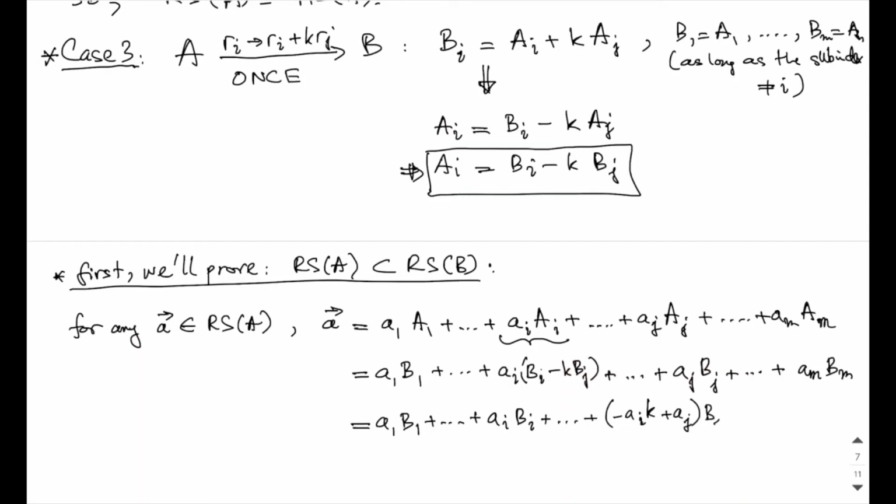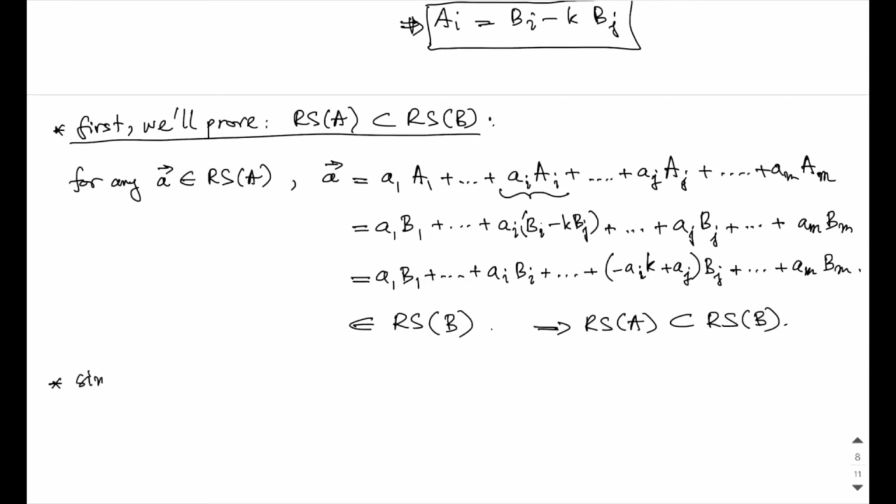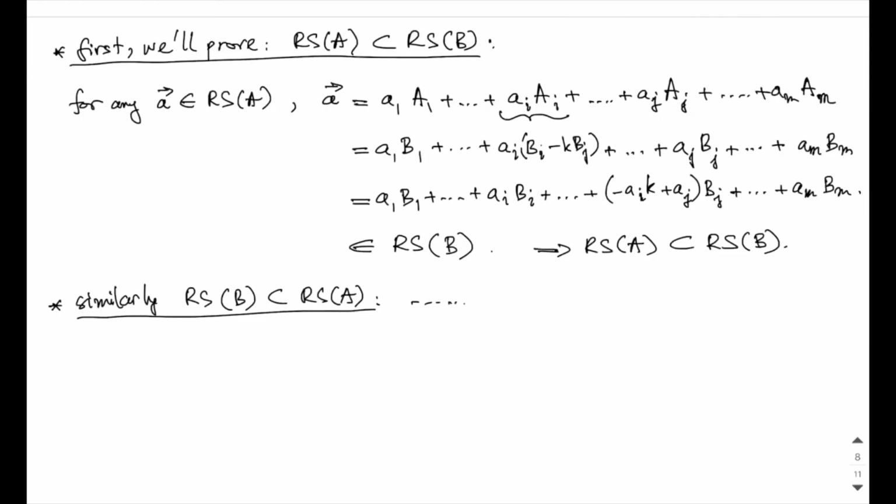All being the scalar for BJ. Well, this turns out to be a linear combination of the rows of B, so it is in the row space of B. So we have successfully proven the fact that row space of A sits inside row space of B. Similarly, row space of B sits inside row space of A. This is going to be something for you to do at home, right? All right, so you can conclude that they are the same.